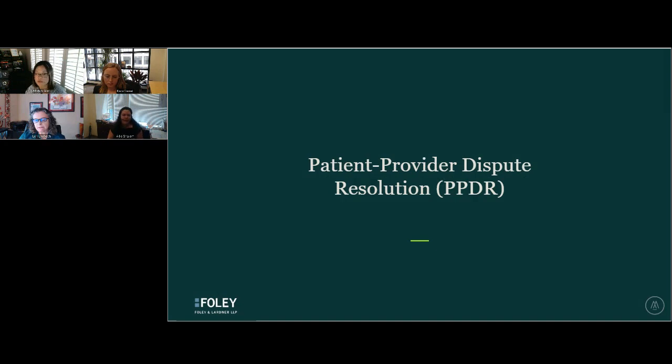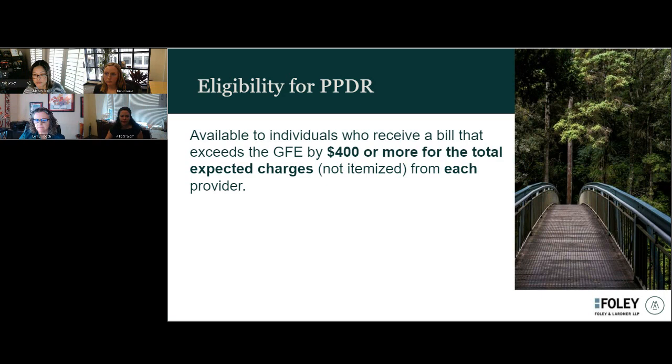Okay, so we're now going to transition to the second big topic of today, the patient-provider dispute resolution process. So what happens if the estimate is inaccurate or off for some reason? What does it mean for it to be inaccurate, as it is an estimate? And what are the dispute options available to the patient? So I'll pass this back to Kara to get us started.